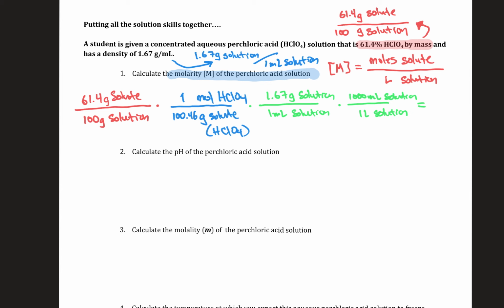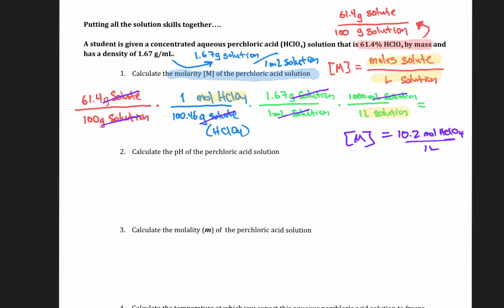Focusing on the units, I can see that I have eliminated grams of solute and I'm in moles of solute. And I've eliminated grams of solution by converting it to milliliters of solution and then milliliters of solution into liters of solution. So my final units here are moles of solute per liter of solution, which is molarity. I calculate my answer and I find it to be 10.2 moles of perchloric acid for every liter of solution, which is my molarity.